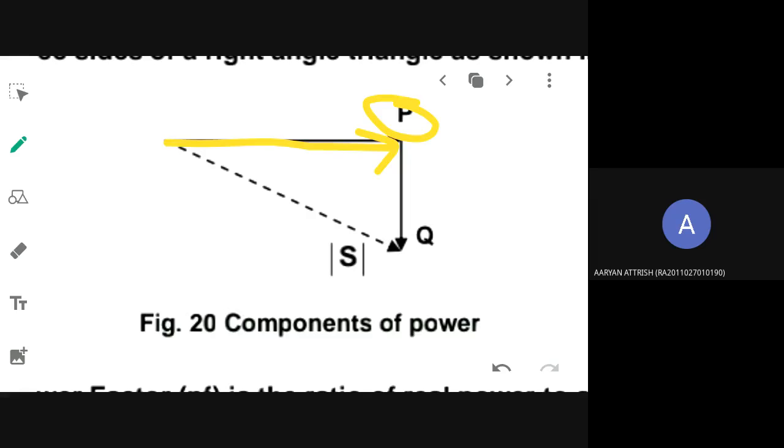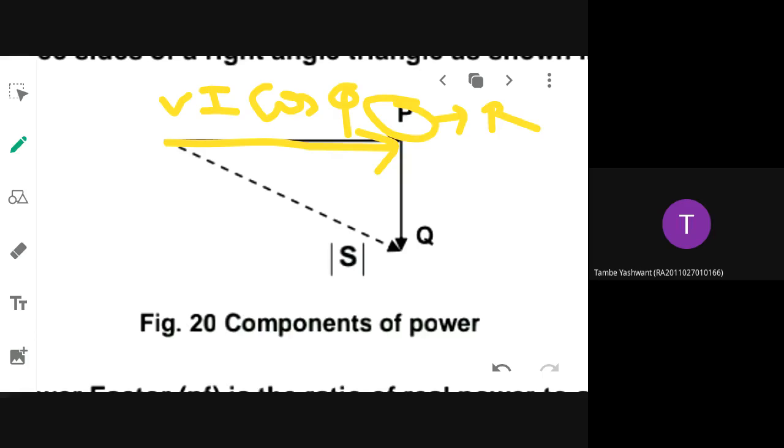Active power. P represents what power? Active power. What is the formula for it? VI cos theta. Now, this is with respect to that resistive component, usually the in-phase component.